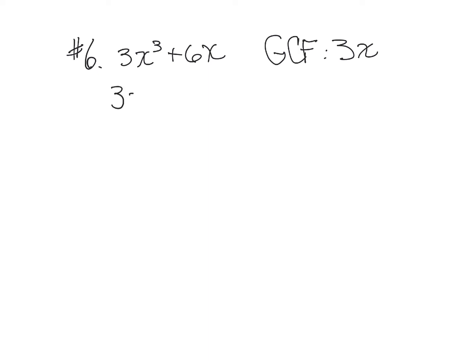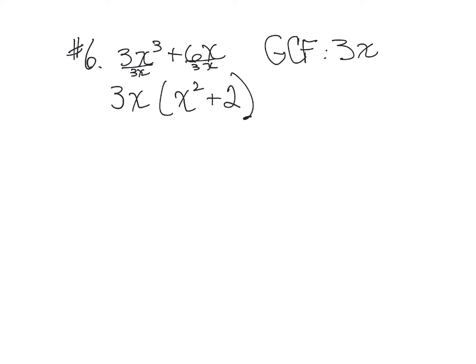This is just a binomial, 3x cubed plus 6x. There is a greatest common factor: a number 3 can go into both terms, and an x can go into both terms. So I'll write that greatest common factor out front. If I divide this by 3x, the 3's cancel and all I get is x squared. Divide this by 3x, the 3 goes into 6 twice and the x's cancel.